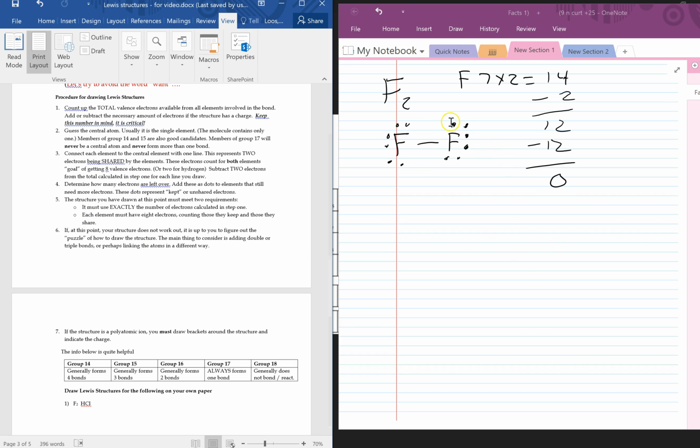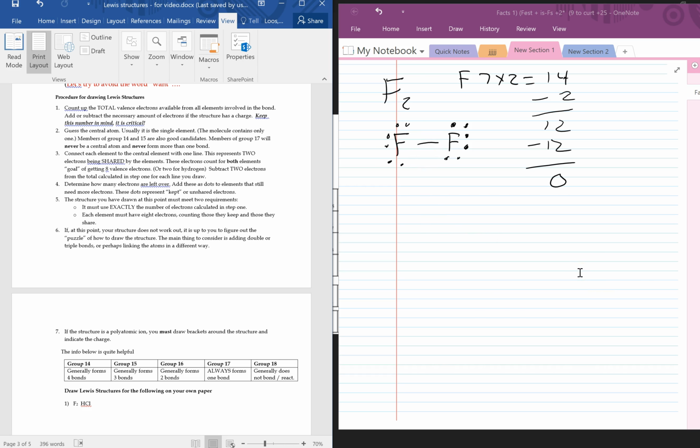But anyway, checking our Lewis structure here, we have 1, 2, 3, 4, 5, 6 dots, 7, 8, 9, 10, 11, 12 dots, plus this counts as 2, that's 14. So double checked, I did use the correct number of electrons. Then each element must have 8 electrons, including those they keep and those they share, except for hydrogen, which wants 2. This fluorine is keeping 6 for itself and sharing 2, that's 8. This fluorine is keeping 6 for itself and sharing 2, that's 8. Remember, this is a shared pair of electrons that counts as 2 for both.